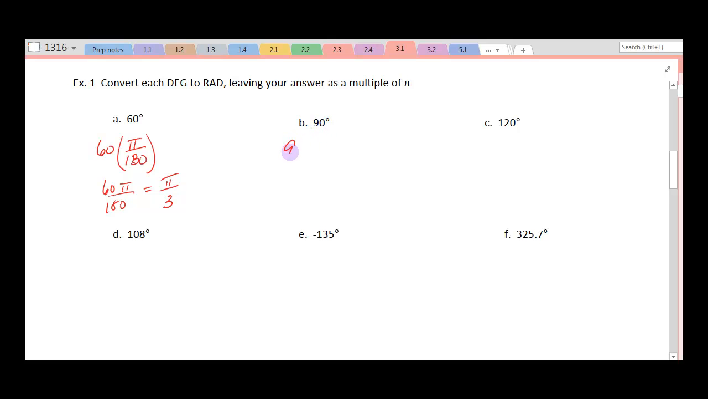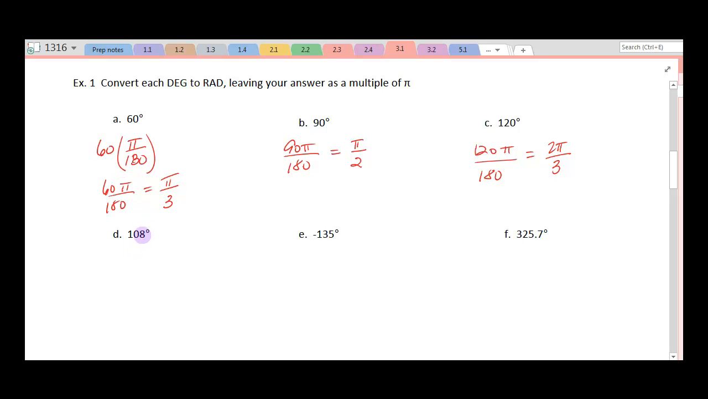This next one, 90, I want to change that into radians, so I would say 90 pi over 180. Well, that just reduces to 1/2, or pi over 2. And how about this one, 120 pi over 180. When I reduce that fraction, I end up with 2 pi over 3. So you're getting the hang of it? Those are kind of straightforward. These are all angles that we'll be memorizing really soon.